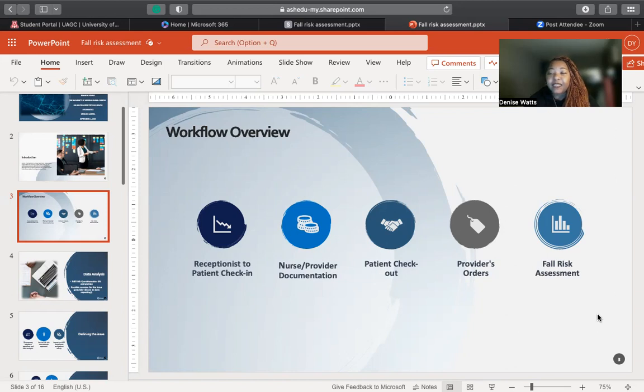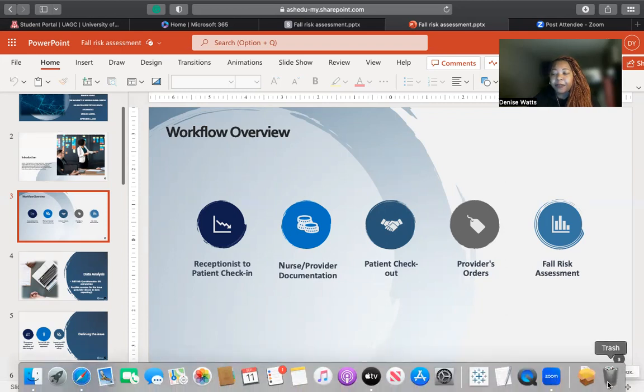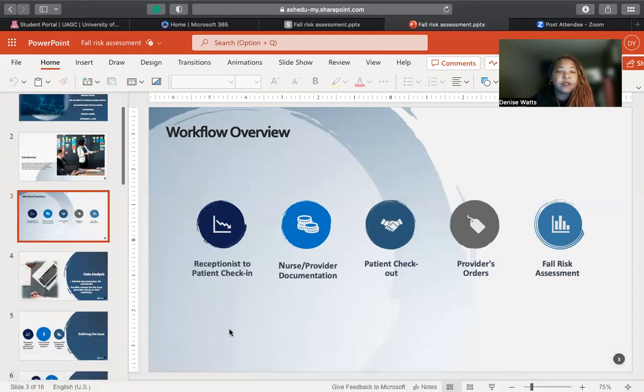After these tasks, the nurse is responsible for entering their notes, and subsequently the provider enters the exam room to greet the patient, review the nurse documentation, examine the patient, place orders, and enter visit notes. This workflow includes a step where the provider enters a visit note, including fall risk, which indicates that fall risk assessments are intended to be performed during patient encounters.